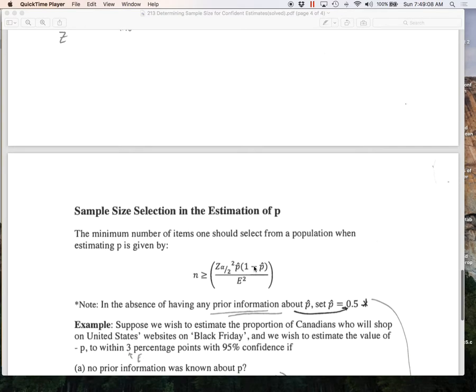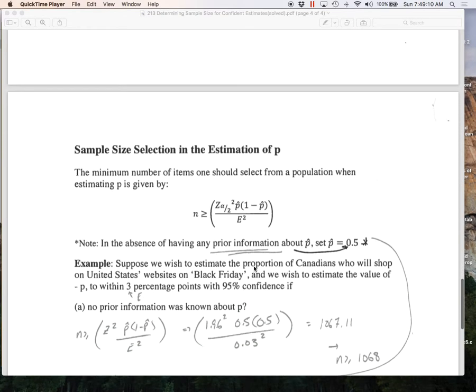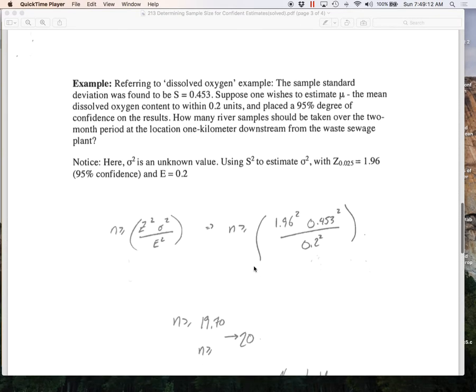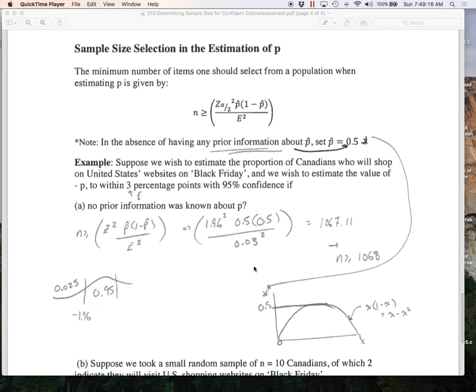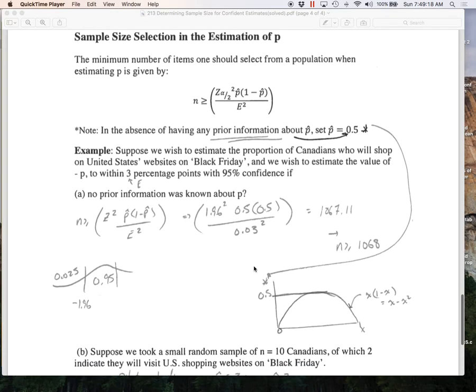Let's move on then. Instead, if you're talking about a proportion, so here we've been talking about estimating numeric data. If you're estimating categoric data, there's a few more wrinkles. Okay, so the formula again is just the typical Z formula for sigma rearranged to solve for n.